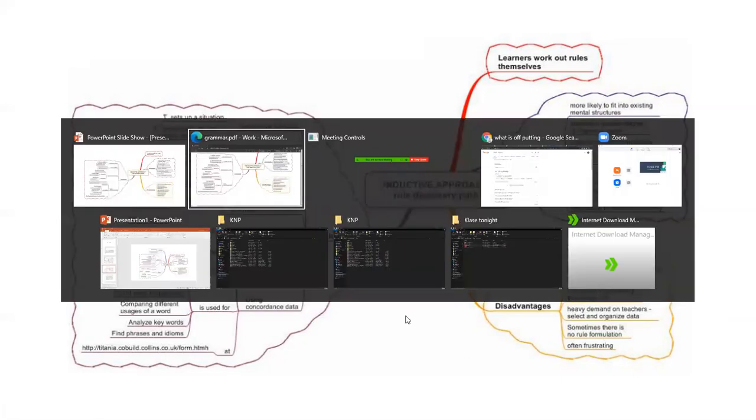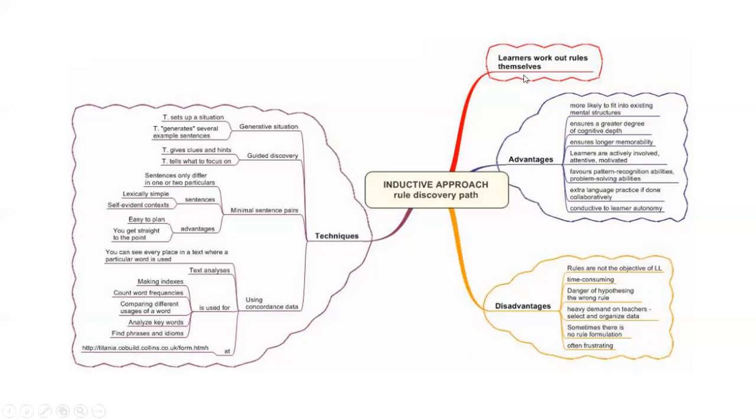Okay? So we have red, blue, yellow and violet or purple in here. So let's discuss the other rules in inductive approach. So the inductive approach, this is the rule discovery path. You need to discover the topic for yourself. What are the advantages of encouraging learners to work rules out for themselves?